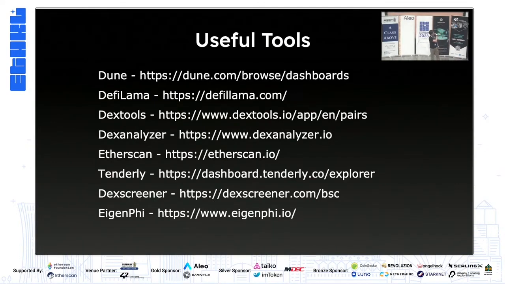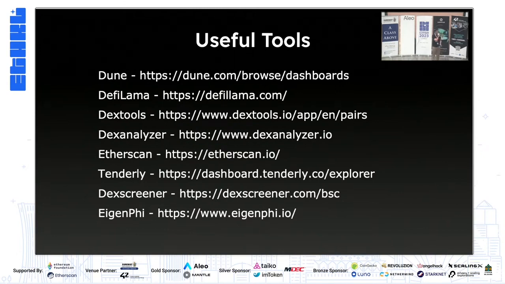So these are some of the useful tools that I use, also shown in the previous slides. For analytics, you can use Dune, DeFi Llama. And to analyze tokens, whether it's a scam or not, what the tax is like, there's DEX tools, DEX analyzer, Etherscan, definitely. Tenderly, very good for simulation as well as for debugging. They have very rich debug info provided in a very nice UI, and it's free.